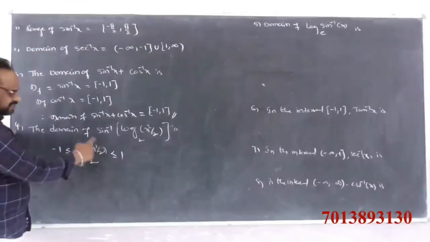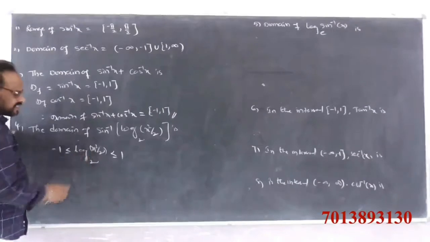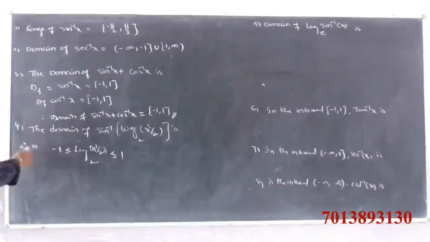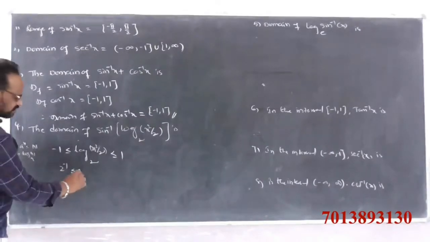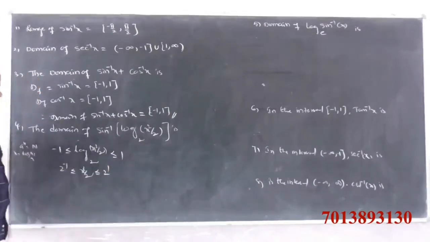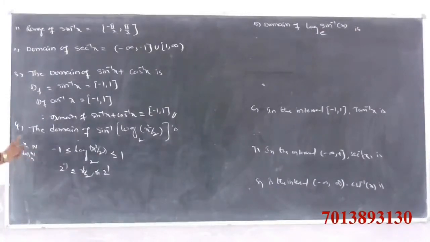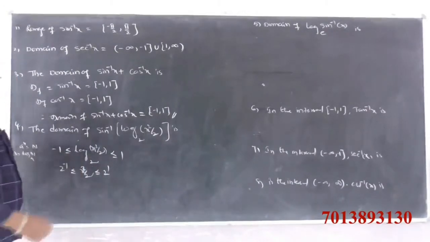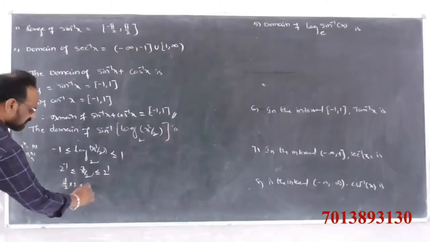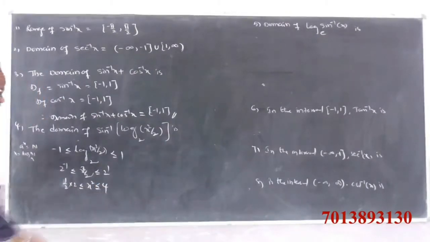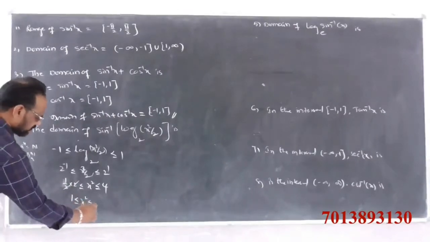So consider t, which here is log x²/2 to the base 2. We know that a power x is equal to n. This is the exponential form. The logarithmic form is log n to the base a equals x. We want the exponential form, which is clearly 2 power -1 is less than or equal to x²/2 is less than or equal to 2 power 1. So we multiply both sides by 2. We get 2 power -1, which is 1/2, into 2, is less than or equal to x² is less than or equal to 2 to the 2, that is 4. So 2 and 2 get cancelled. We get 1 is less than or equal to x² is less than or equal to 4.